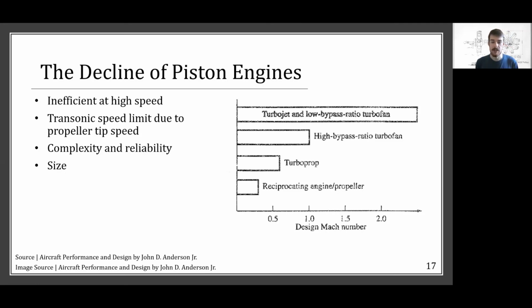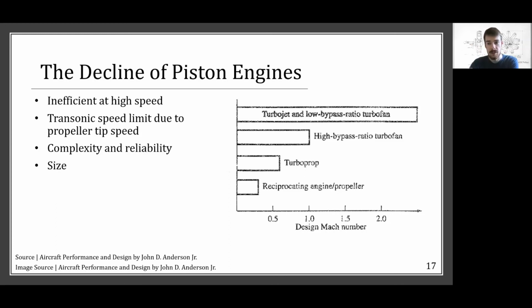One reason for this is that propeller engines suffer a transonic speed limit. When they're flying transonic or near transonic, the propeller tips will often exceed the speed of sound, which creates a large amount of drag and greatly reduces the efficiency of the propeller and makes it impossible for them to fly any faster than that.